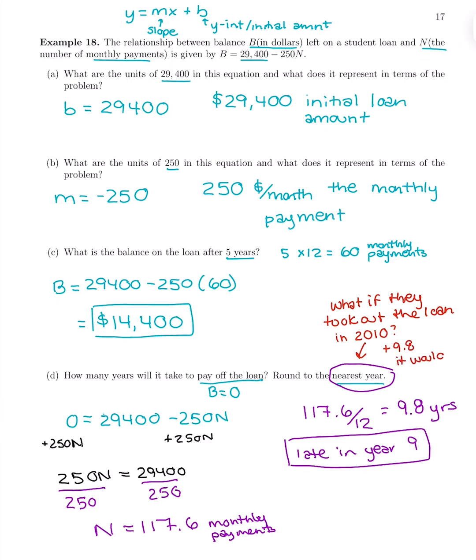It would be paid off in 2019. Because typically when you take out a loan, you know what year you're in. So it's good practice to say, well, what if we had a specific year that we took it out in? If we started in 2010 with these payments, it would be paid off late in the year of 2019. It'd be 9.8 years later, so almost the end of 2019. So we just add that number to the initial year that we took the loan out.